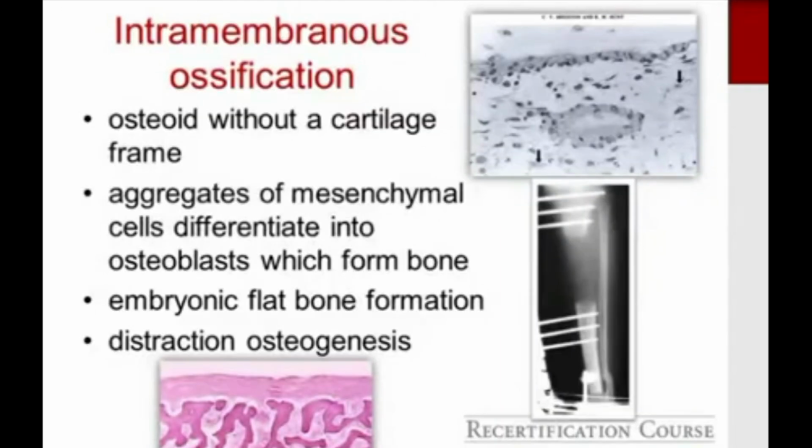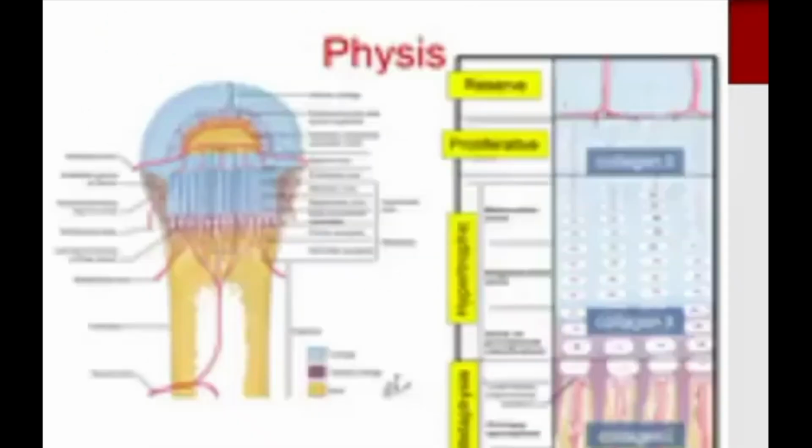Intramembranous ossification is osteoid without a cartilage frame. Basically, here you have aggregates of mesenchymal stem cells which differentiate into osteoblasts, which essentially form bone. So this is how the flat bones form, the clavicles, the scapulae, and the bones of the skull. It's also the way that distraction osteogenesis forms bone.